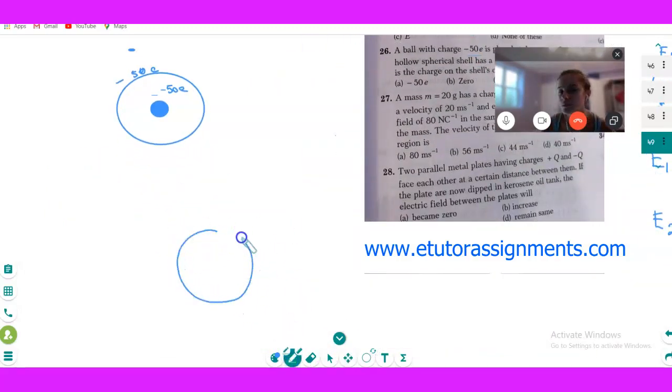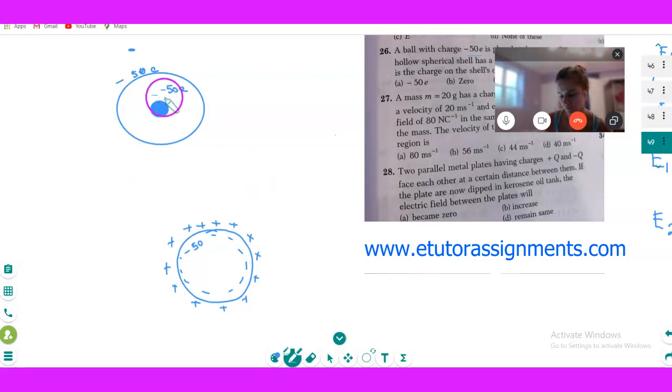See, whenever you give a charge inside a hollow sphere, if you give minus 50 charge here, minus charge, then on the outer surface a plus charge will automatically be created. Whatever charge is inside, the same charge will come on the surface, but with a positive sign. Is it clear?